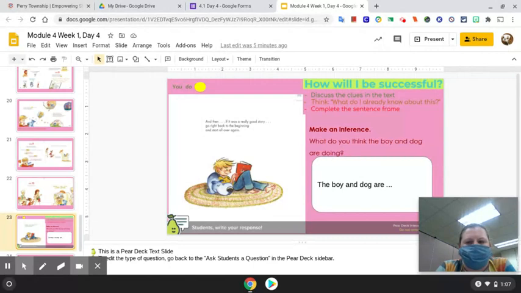What do you think the dog and the boy are doing now? I would like you to pause and answer this question on your Google form. Here's your sentence starter. The boy and the dog are. Make sure you type that, the boy and the dog are, and then answer the question. What do you think the boy and the dog are doing?